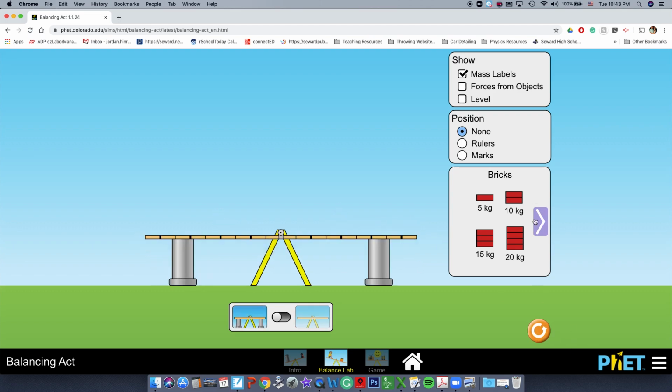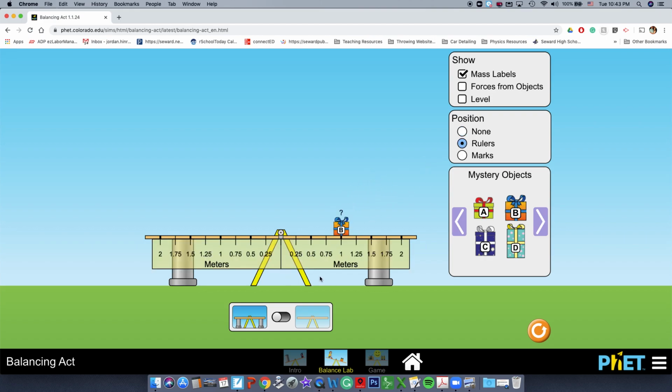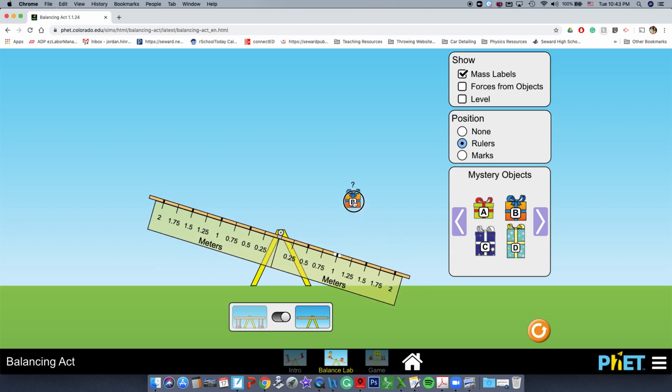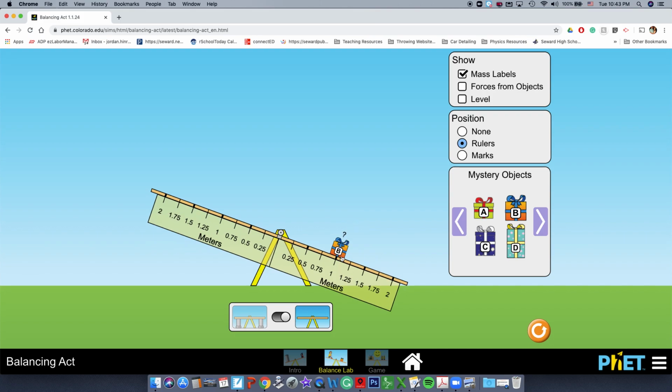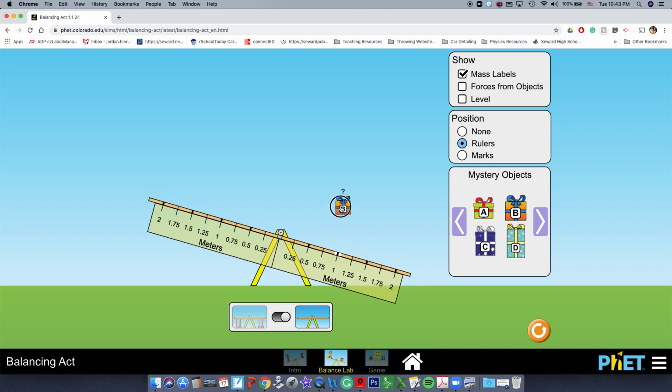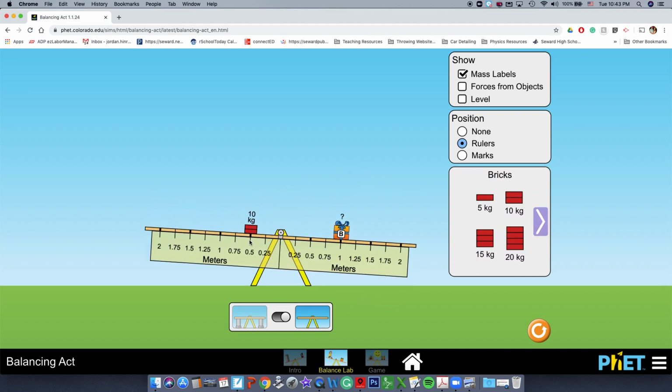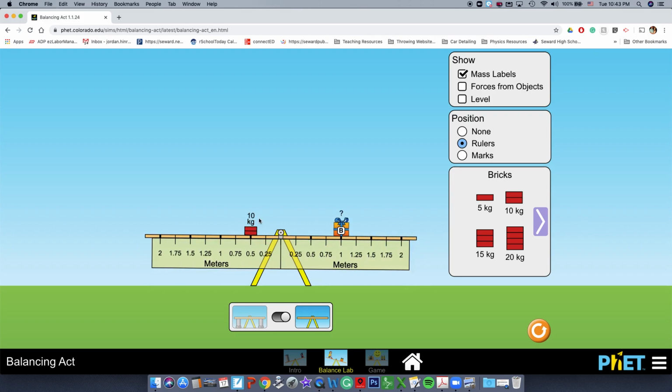Let's clear it off. See if I can find a harder one. Let's do B. And let's put our ruler on there again. So that's pulling down at 1 meter. It's not as fast now. Okay, so it's not pulling down as much. So that tells me it's lighter, right? So maybe I need to put something here. Let's go back to our bricks. Let's maybe try 10. And so, boom, that was a pretty good guess. So that one's 10 kilograms.